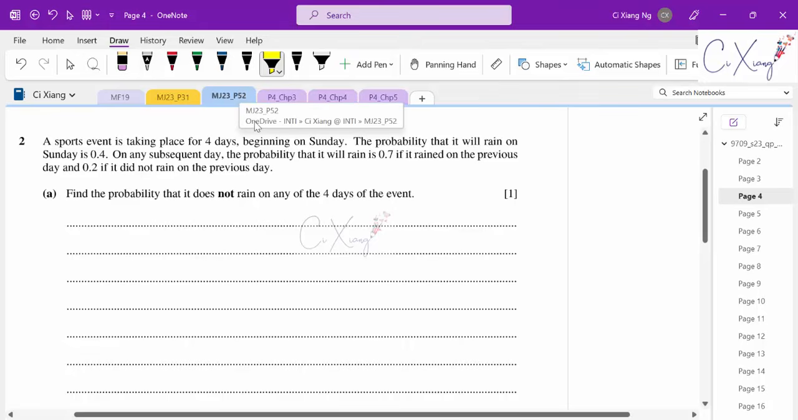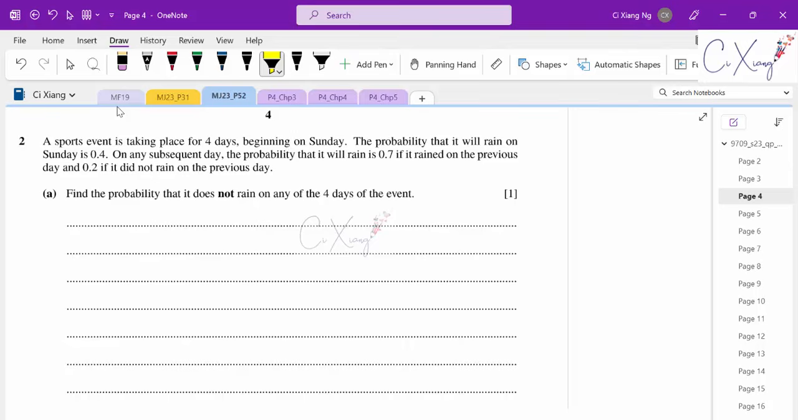Okay, so we come to question number 2. There's a sport event taking place for 4 days, beginning on Sunday. Sunday will be the first day actually. And then they are telling us that on Sunday, the probability it will rain is 0.4, not raining will be 0.6. On any subsequent day, the probability that it will rain is 0.7 if it rained on the previous day, and 0.2 if it did not rain on the previous day.